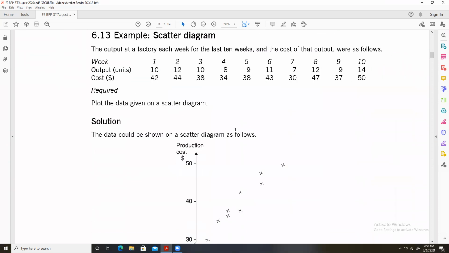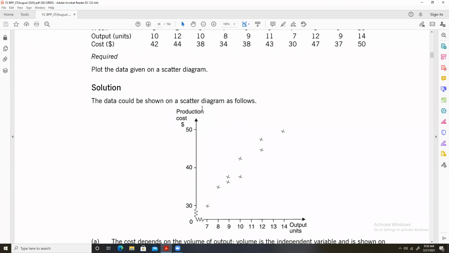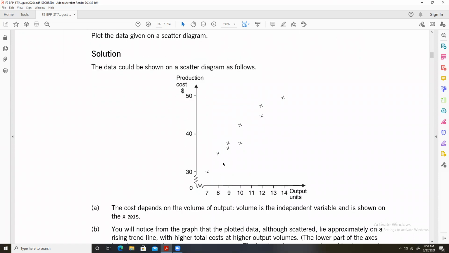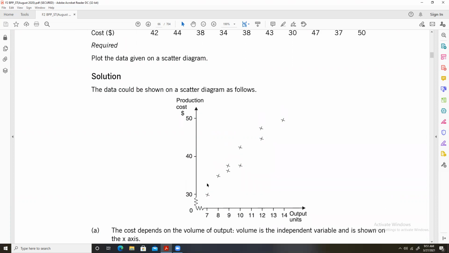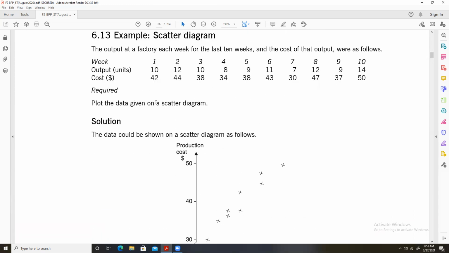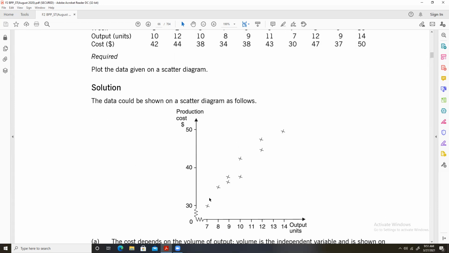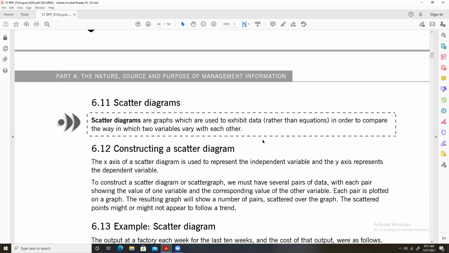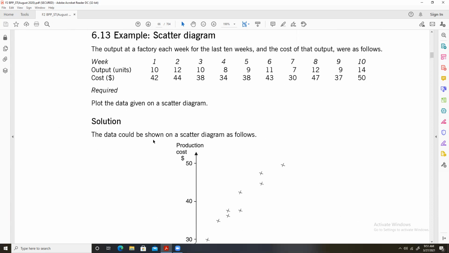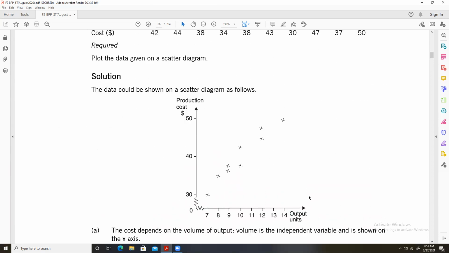we have scatter diagrams. Now, this is an example of a scatter diagram. In a scatter diagram, we have results plotted on the x-axis and y-axis. We have different points for different results. We plot different points for different results.